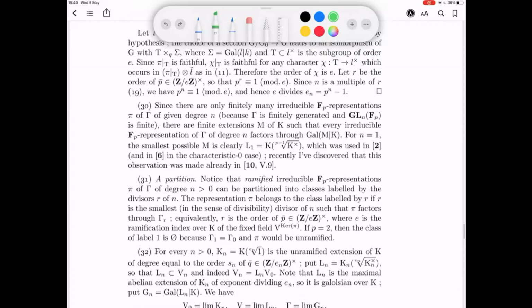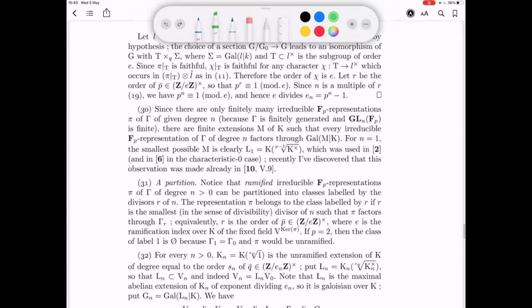Now we might ask, this is the question that I'm discussing now. It says that this group gamma, first of all, is generated by just two elements. I told you that its quotient gamma, what is it called? Was it called gamma naught?